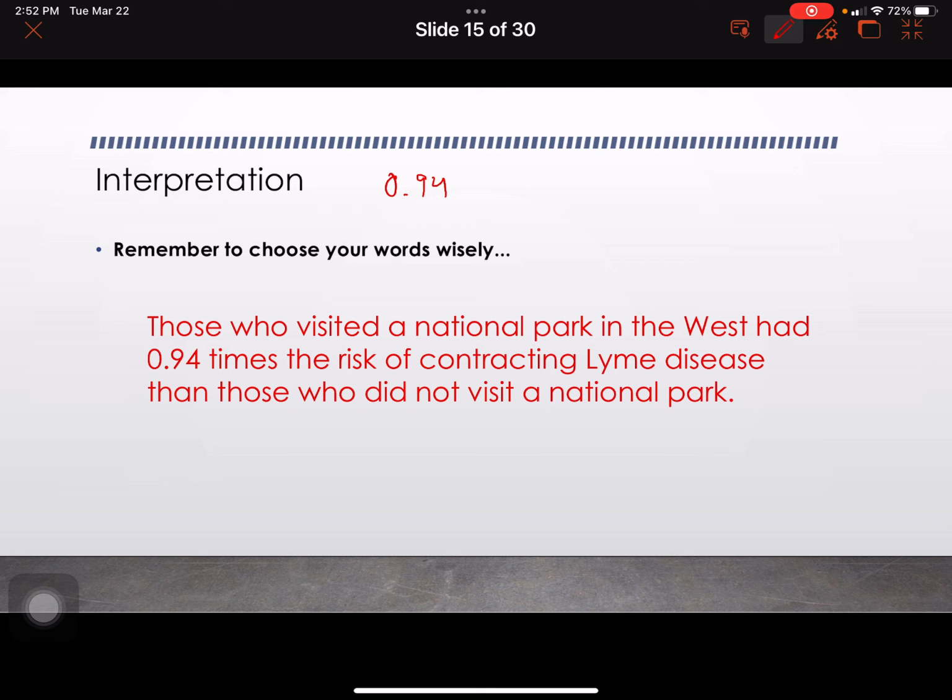Now, if the problem were to further ask if this is significant, remember that values very close to 1 often do not have much significance. I would say that this study did not establish a strong relationship between visiting a national park in the West and contracting Lyme disease.